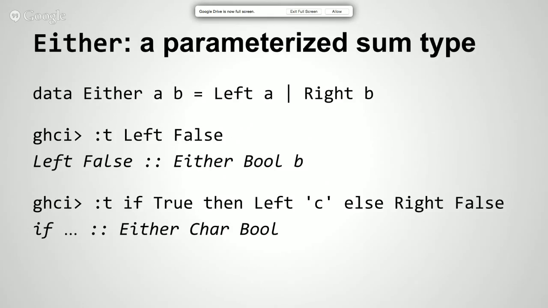Either is a parameterized type. Either A B has a Left constructor that takes an A and a Right constructor that takes a B. So the type of Left False is Either Bool B. And so why is it Either Bool B? Like, why is there a type variable there?